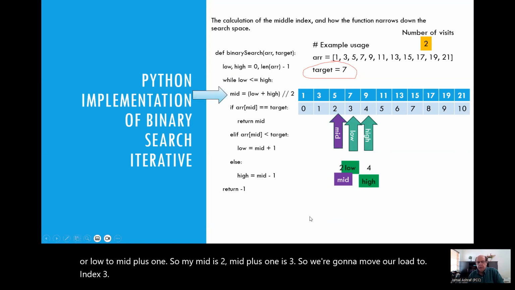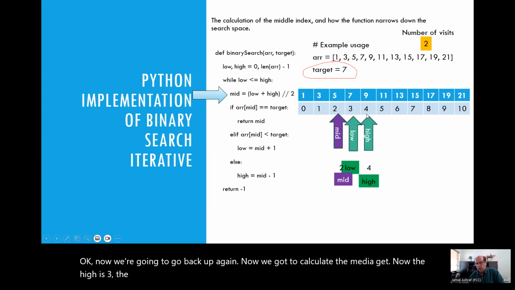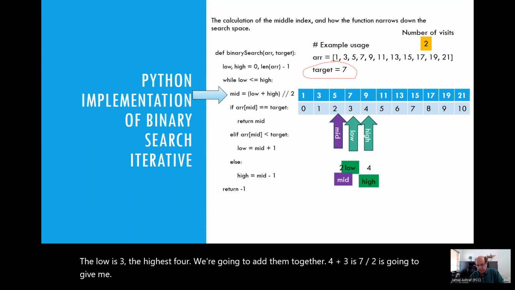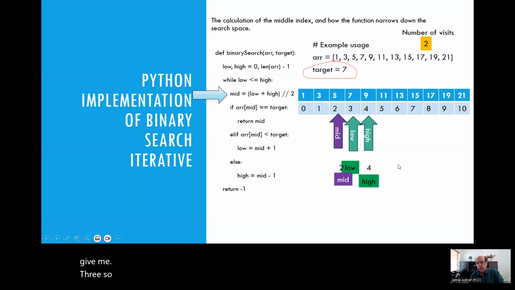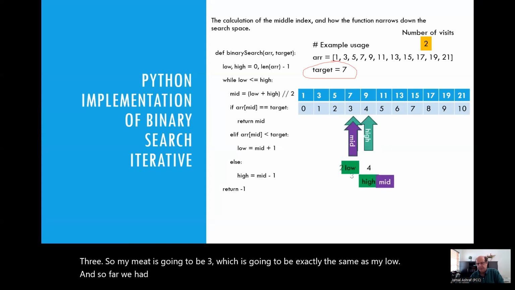Okay. Now we're going to go back up again. Now we have to calculate the mid again. The low is 3, the high is 4. We're going to add them together. 4 plus 3 is 7, divided by 2 is going to give me 3. So my mid is going to be 3, which is exactly the same as my low. And so far we had 2 visits to our list.